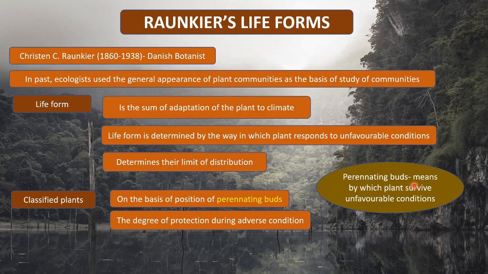But these are actually organs of the plant that they produce to store food so that it can be used later on by the plant in unfavorable conditions. So on the basis of the position of such perennating buds, Raunkiaer has made the classification of plants. How are these perennating buds protected during unfavorable conditions? Depending upon that, Raunkiaer has made his own Raunkiaer's life forms, classifying the plants into various life forms.